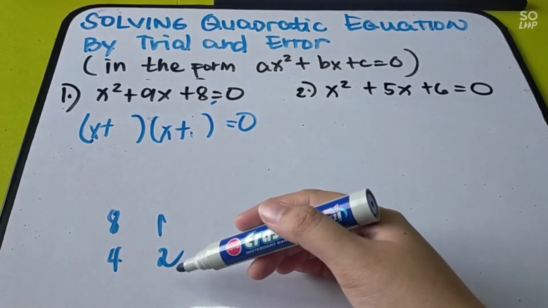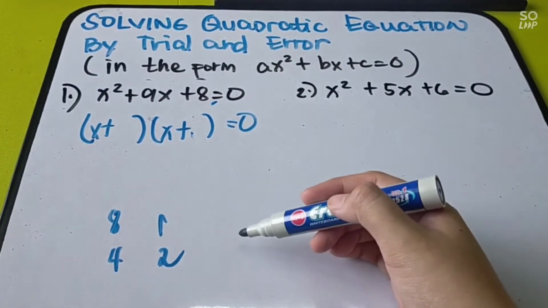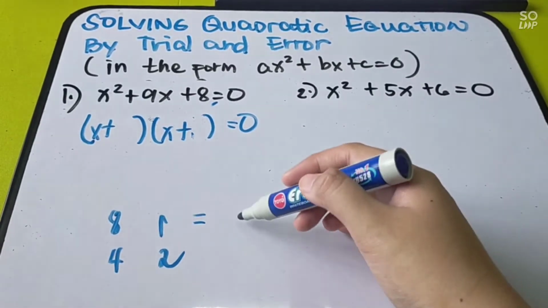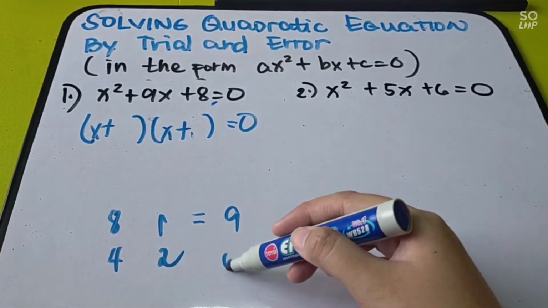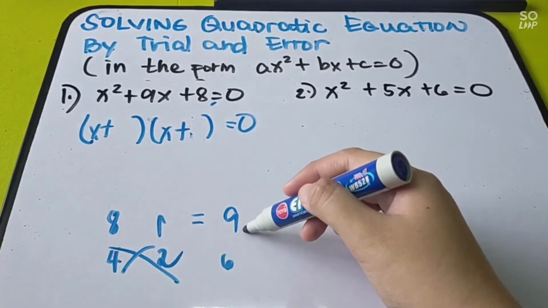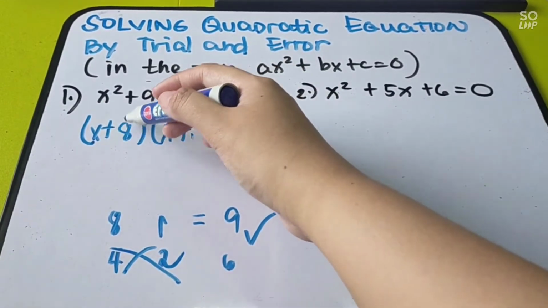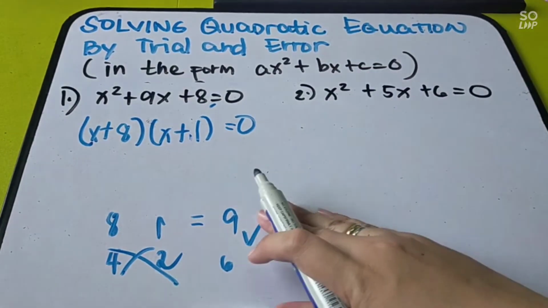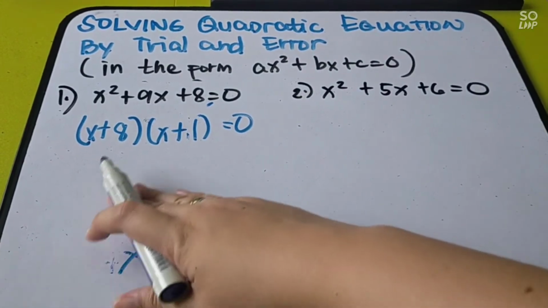O, ngayon, doon sa given factors mo, ano kaya dito pag pinag-add mo ay 9? So, 8 plus 1, we have 9. Ito, 4 plus 2, we have 6. So, ito, mali. This one is correct. So, this one is plus 8, then this one is plus 1. Ayun na, nakuha na natin yung correct factors niya.